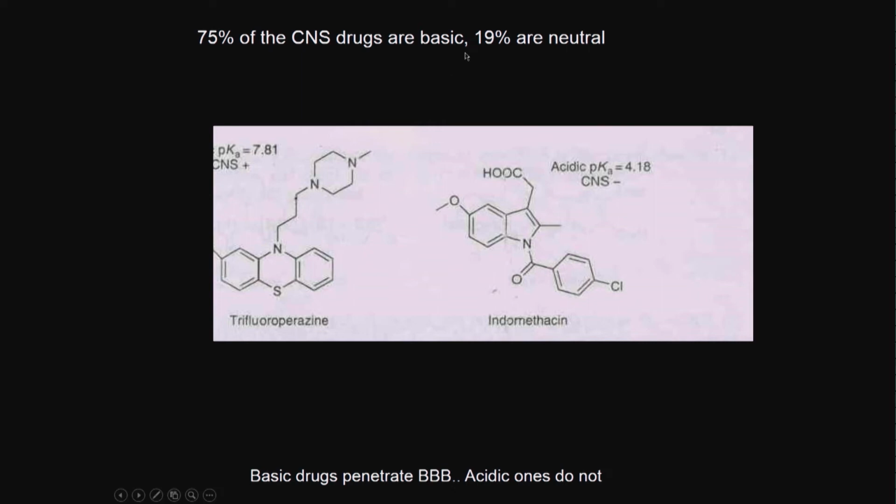75% of the CNS drugs are basic, 90% are neutral. So, basic drugs can penetrate the BBB, acidic ones will not. You have a basic drug and an acidic drug; these drugs can penetrate easily. So, if you are designing drugs for the central nervous system, then look at more basic drugs, not acidic drugs, because acidic drugs will not penetrate through the BBB. So, that is one way of designing compounds for BBB penetration or preventing compounds from penetrating the BBB.